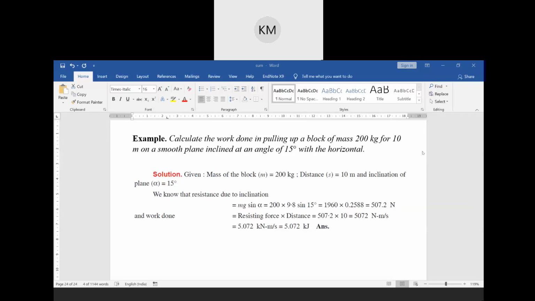No, no need to change the sign. Just tell me the angle of alpha. How will alpha change? Just tell me the values. Others also please try. 90 minus 15. Tell me the value. 75.